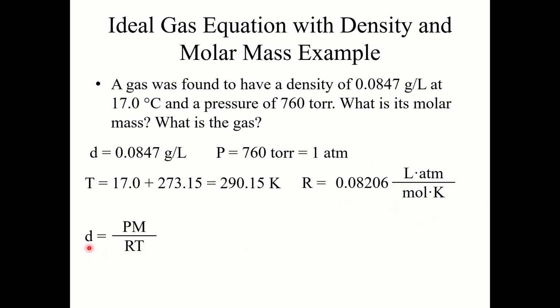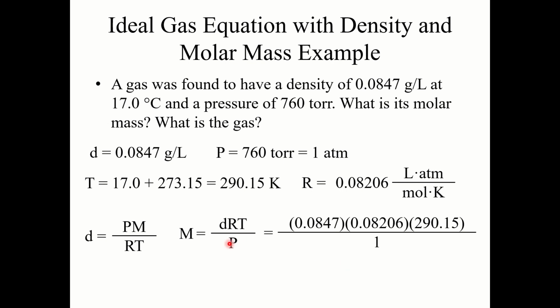Now we can plug this in. So d equals P times M over RT. I'm going to rearrange this equation to solve for M. So multiply both sides by RT, so I get d times R times T, and then divide by pressure. So the molar mass is equal to the density times the ideal gas constant times the temperature divided by the pressure. Now we can plug our values in: 0.0847 grams per liter, 0.08206 liter atmosphere over mole Kelvin, 290.15 Kelvin, and 1 atmosphere.